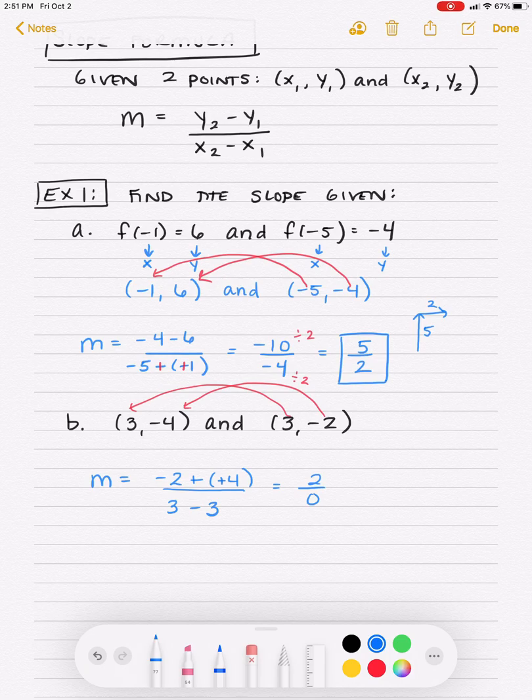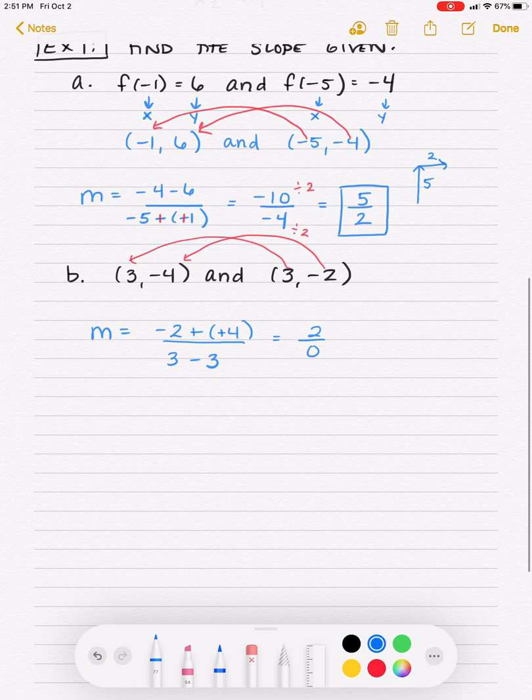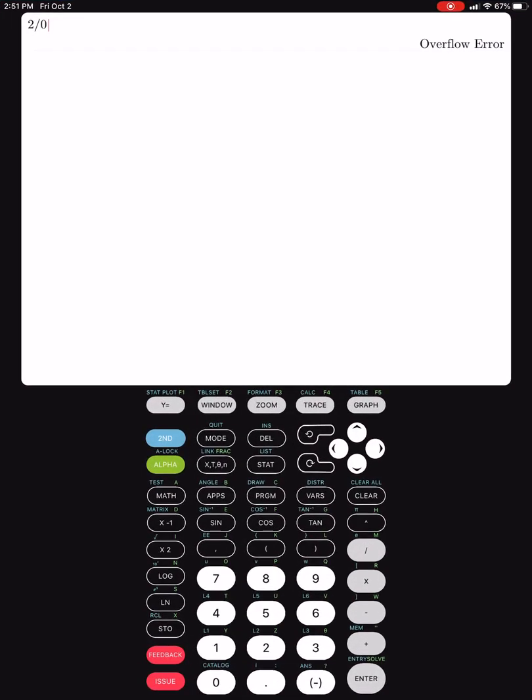Minus a negative turns into plus, and so what we see right here is 2 divided by 0. Now we can't leave our answer as 2 divided by 0 because we need to distinguish whether this is a positive, negative, 0, or undefined. So leaving it as 2 divided by 0 is too vague. It's not quite finished. Let's go ahead and pull out our graphing calculators and see what happens when we take 2 divided by 0. I'm going to hit enter, and you can see that I get error overflow.